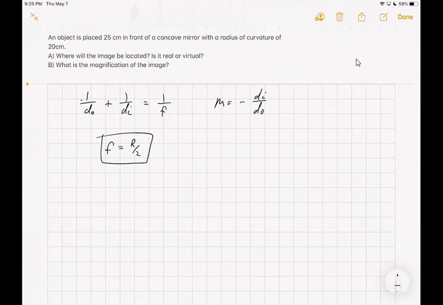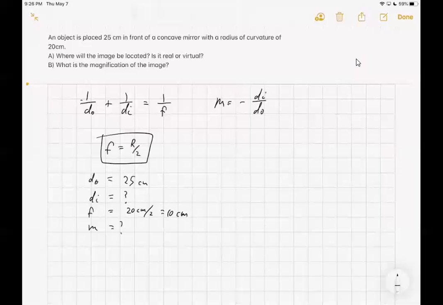All right, first of all, let's list out our variables in this problem. dO, dI, F are the main things, and then we can find M once we know those. If the object is placed 25 centimeters in front of a concave mirror, that means the object length is 25 centimeters. The image length is something we don't know. The focal length is going to be 20 centimeters divided by 2. It's half the radius of curvature, so that makes it 10 centimeters. And the magnification we don't yet know.